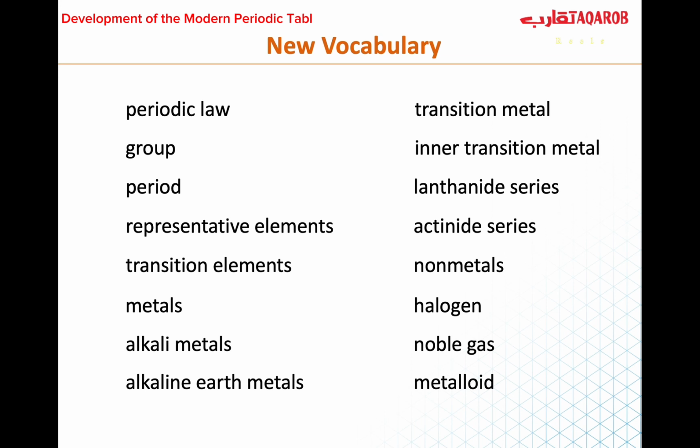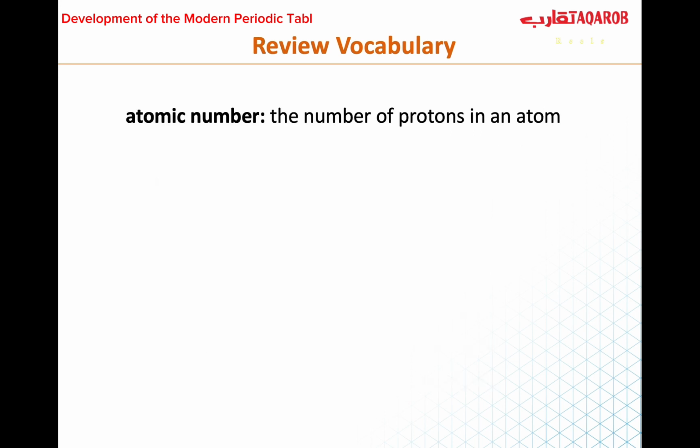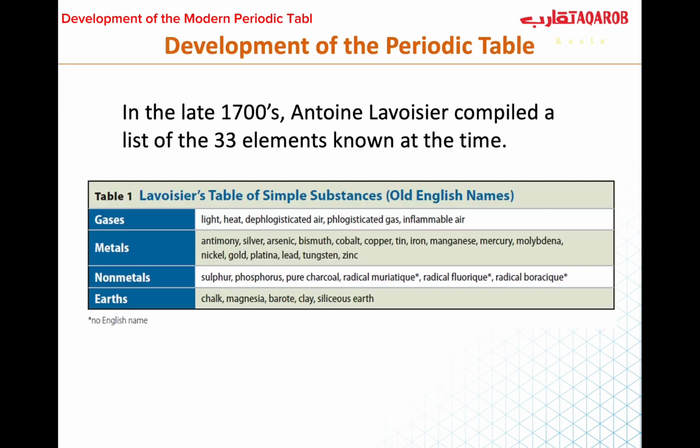Periodic law, group, period, representative element, transition element, metals, alkali metals, alkaline earth metals, transition metal, inner transition metal, lanthanide series, actinide series, nonmetal, halogen, noble gas, and metalloid. So as we know, atomic number is the number of protons in an atom.